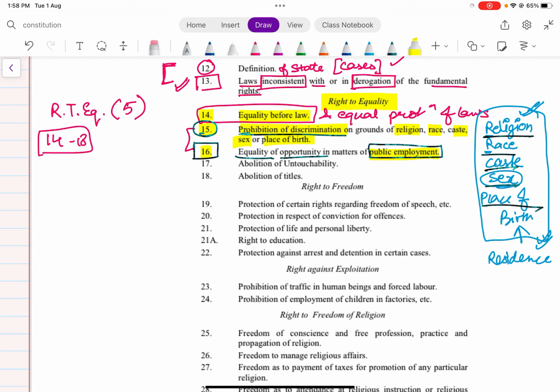Next is Article 17, abolition of untouchability. For this we have a special act, the Protection of Civil Rights Act. It is not an abolition of untouchability act. We do not have an act like that, but we have the Protection of Civil Rights Act. This is again important. Then Article 18 is abolition of titles. Is it clear? Easy peasy.